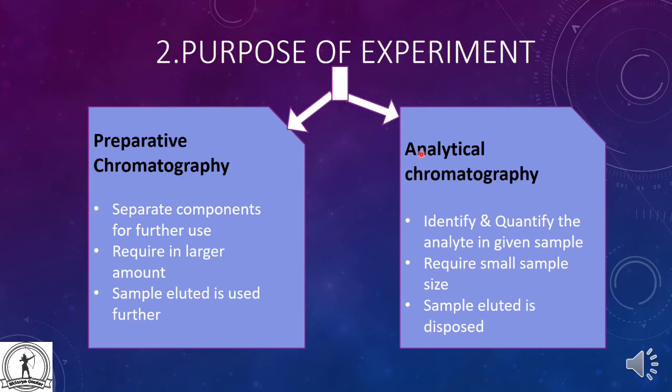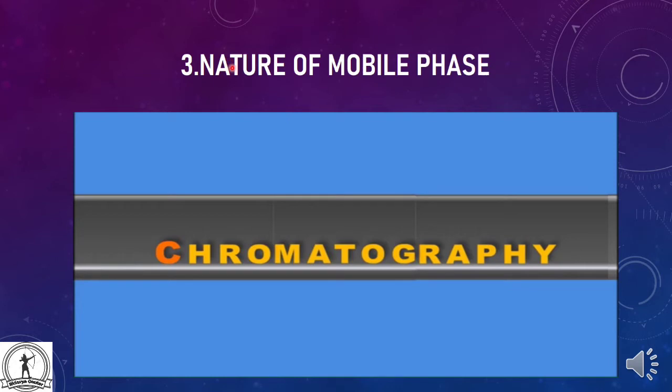But whenever we say my purpose of experiment is analytical, it is only to identify and quantify our analyte. So we need a very small sample size, even up to 1 gram or half a gram, and the eluted sample is disposed. This is the major point. From preparative chromatography, the sample is collected, so it is used further, but in analytical chromatography, it is disposed, so it is not used further. Third, by the nature of mobile phase.